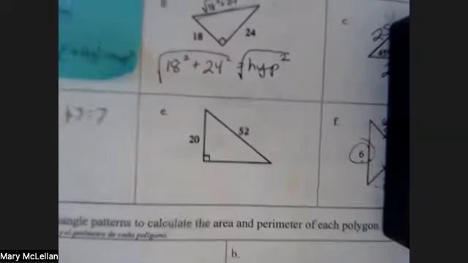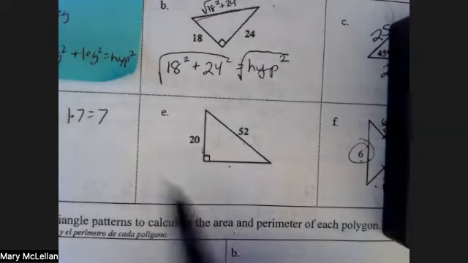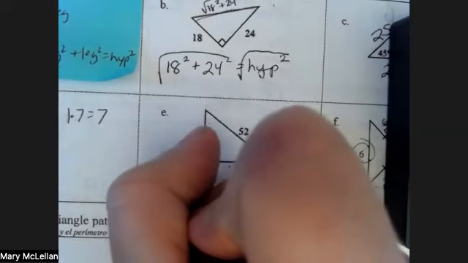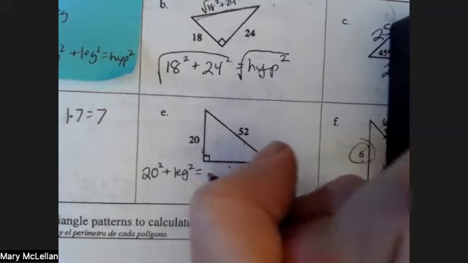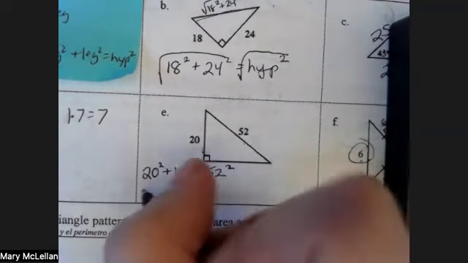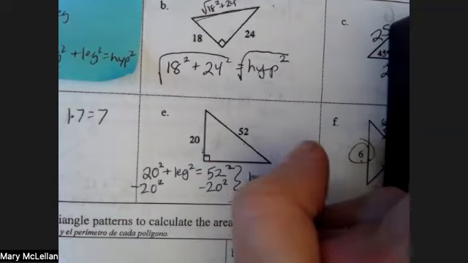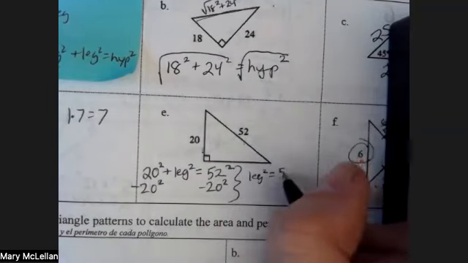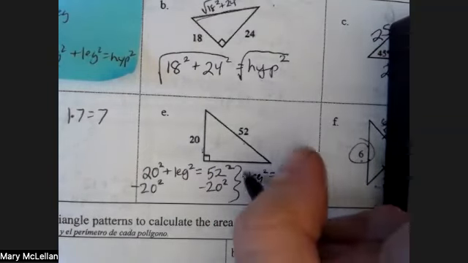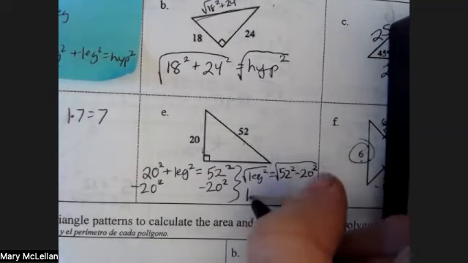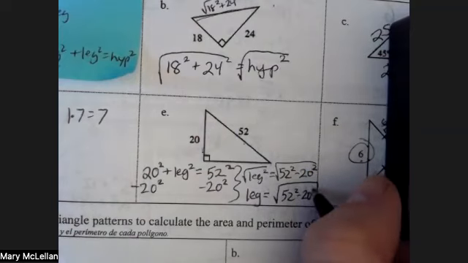Okay, now here. This one's a little bit harder because I have the hypotenuse and a leg, and I need to find the missing leg, so I'm going to have to use subtraction. But let's get going. I've got my leg squared plus my other leg squared. This is the length I don't know, equals 52 squared. I subtract 20 squared from both sides. And I get that my leg squared equals 52 squared minus 20 squared. To figure out the length of the leg, I need to take the square root of both sides. And my leg is length, the square root of 52 squared minus 20 squared. And I leave it like that.